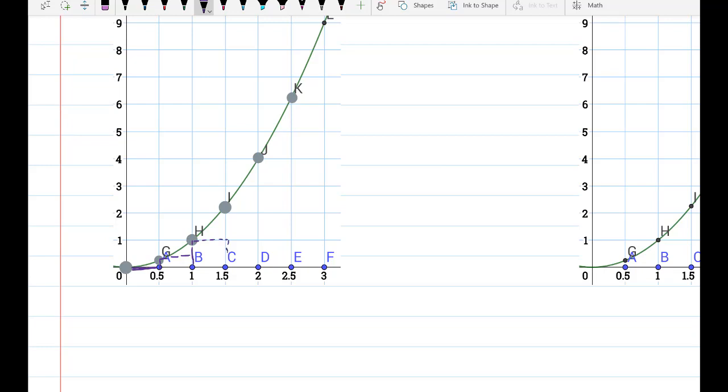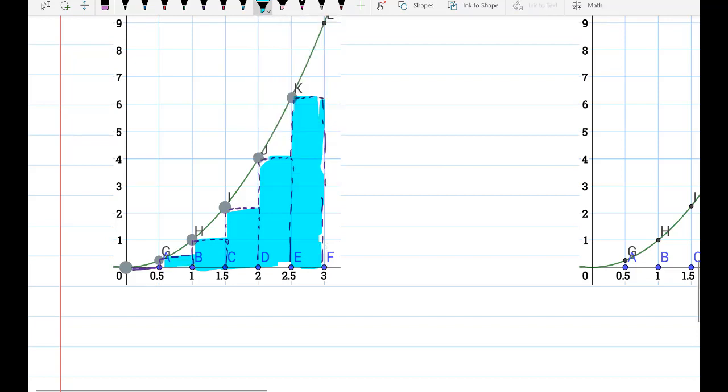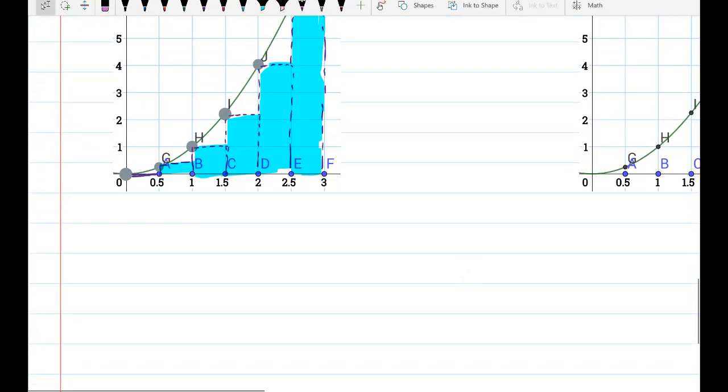The third rectangle, the fourth rectangle, fifth rectangle, and sixth rectangle. So underneath this is going to be the area that I'm going to add up. My goal is to add up to get all this blue area. Okay, so let's go ahead and compute all of that area.